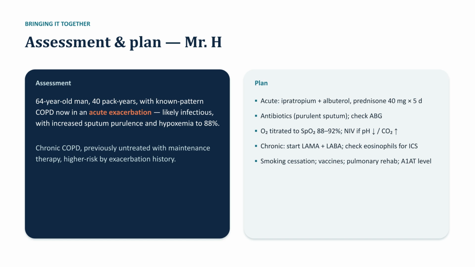Closing the loop on Mr. H, we have a clear diagnosis: an acute exacerbation of chronic COPD. Our plan: aggressive bronchodilators, short-course steroids, targeted antibiotics, controlled oxygen, and early consideration of NIV. Long-term, we must initiate maintenance therapy and comprehensive follow-up to optimize his future health.